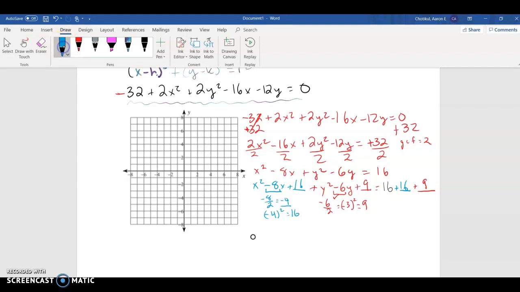So this gets me, let me move this out of the way, x squared minus 8x plus 16 plus y squared minus 6y plus 9 is equal to 16 plus 16 is 32. 32 plus 9 is 41. No problem there. Now we have the fun part of factoring this.